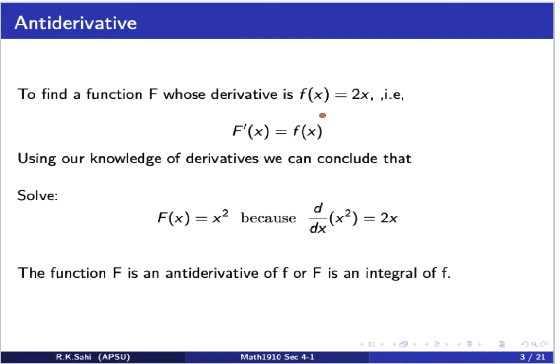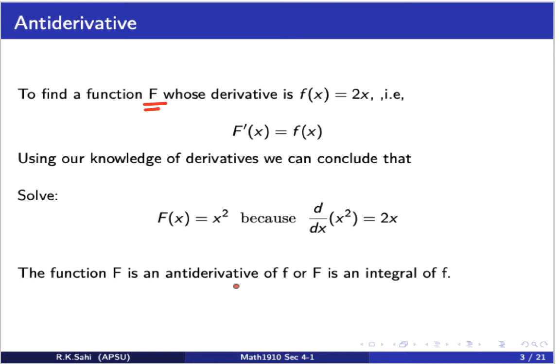If we look back to our knowledge of derivatives, we know that if capital F of x is x squared, and if I take the derivative of this, x squared gives 2x. So the first thing we said was, if we can find a function capital F whose derivative is small f of x, which is 2x, then this function capital F is called the antiderivative of the small f, or this capital F is an integral of f. So that's where the first thing we talk about is antiderivatives.